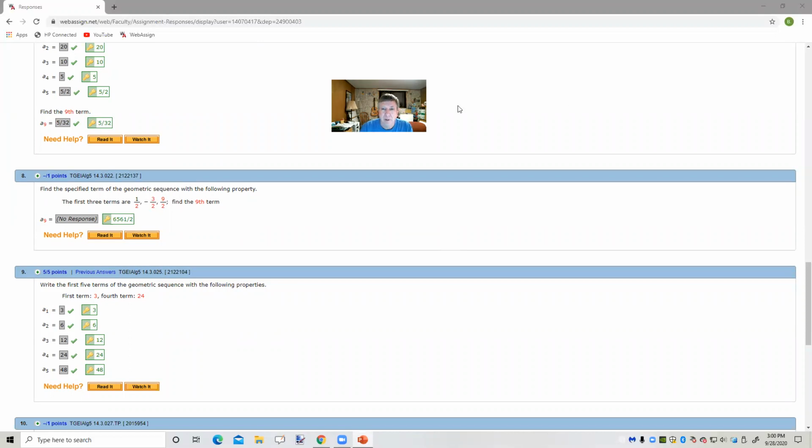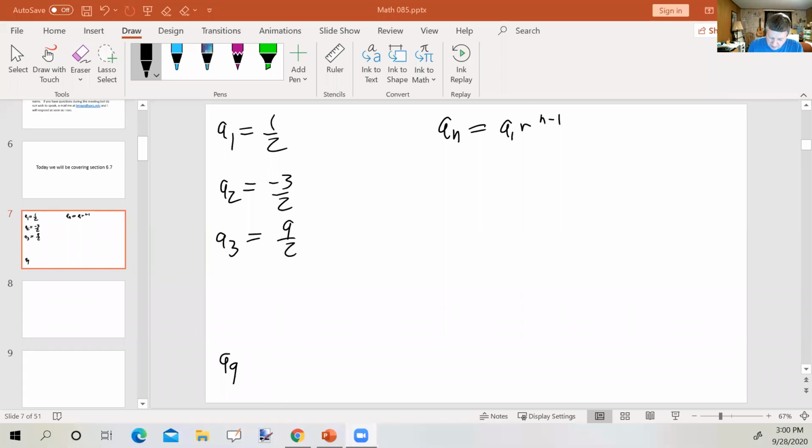All right, now I'm going to go back to my work screen. So we need to find the ninth term of a geometric sequence. We know the first three terms. We can find r, that is the common ratio, by taking any term in the sequence and dividing it by the previous term. So I'm going to take a sub 2 and divide it by a sub 1. That would be equal to negative 3/2 times the reciprocal of 1/2, which would be 2 over 1, which is negative 3. So r, my common ratio, is negative 3.